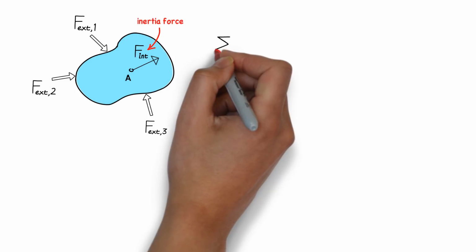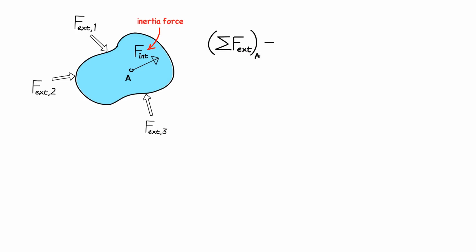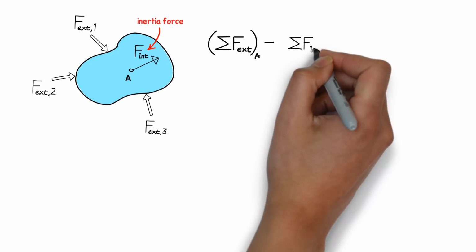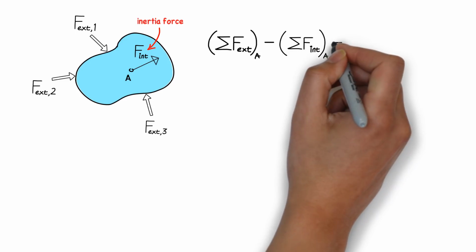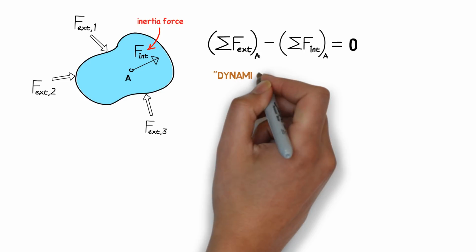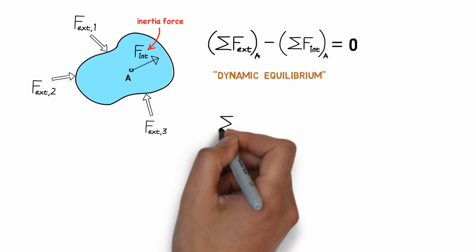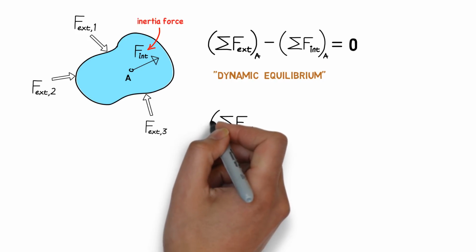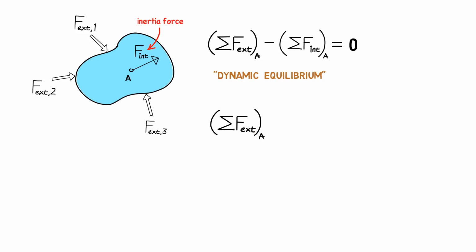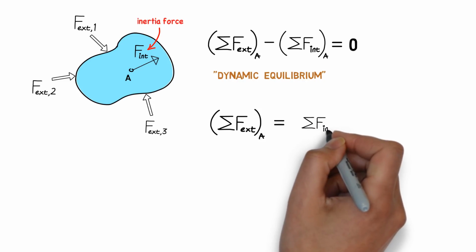The main principle of this method says that the resultant of all external forces acting on the body minus the resultant of the inertia force is equal to 0. This looks like the condition of static equilibrium, but because the object is moving with acceleration, we call this one dynamic equilibrium. The easiest way to remember this principle is that the resultant of external force is equal to the resultant of the inertia force.